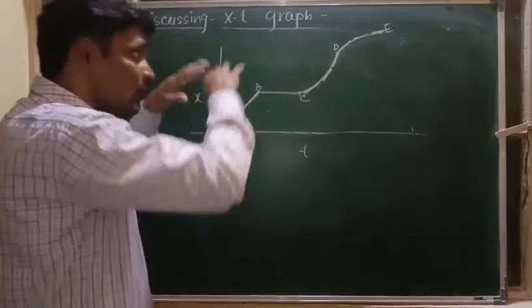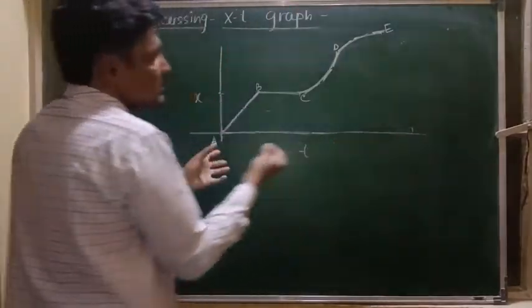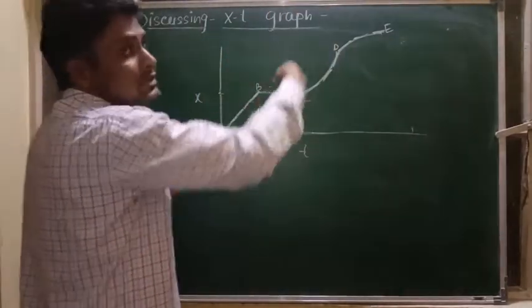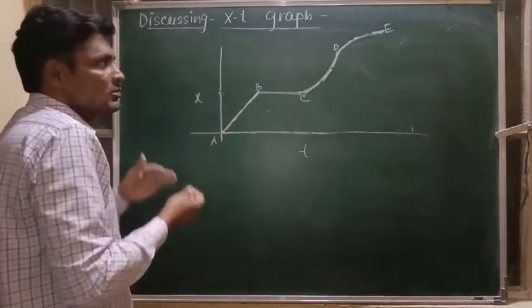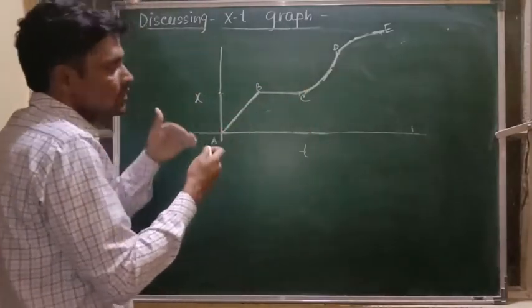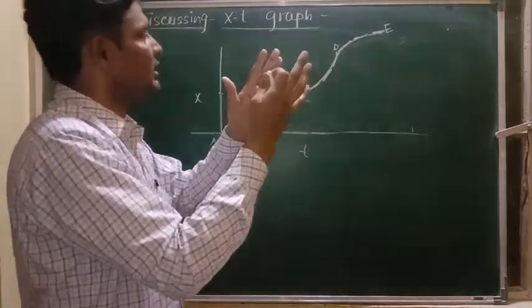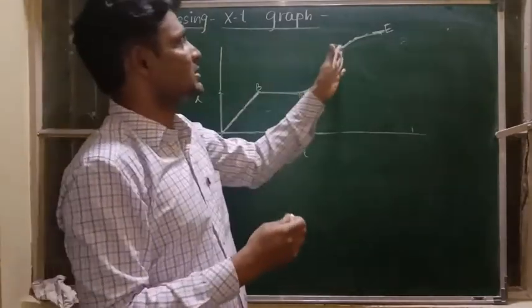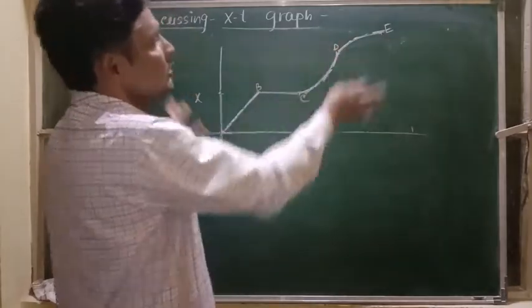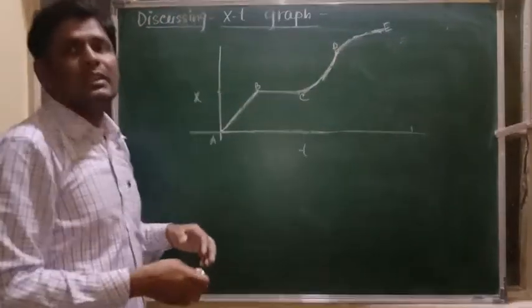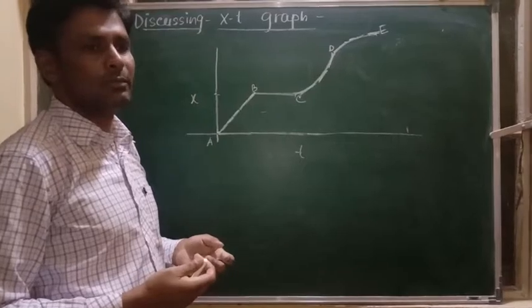And overall, if you can see, the motion of the object is non-uniform. Somewhere the object was at constant speed, somewhere the object was stationary, somewhere the object was accelerating constantly, somewhere there was deceleration. So the total motion in the x-t graph is non-uniform motion.